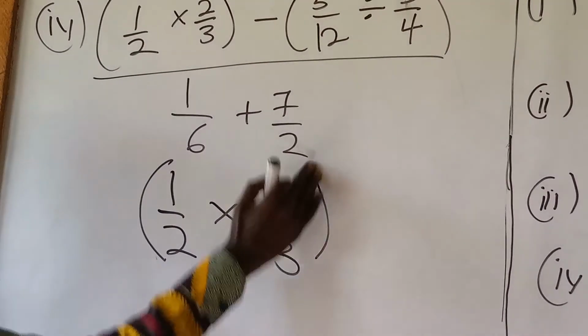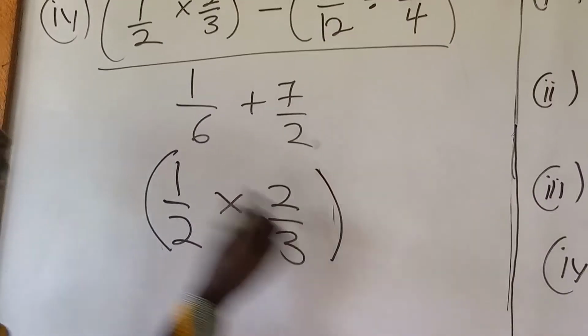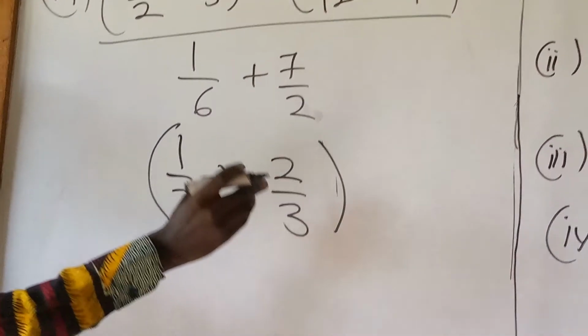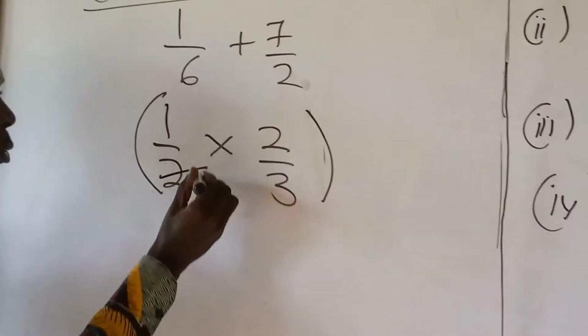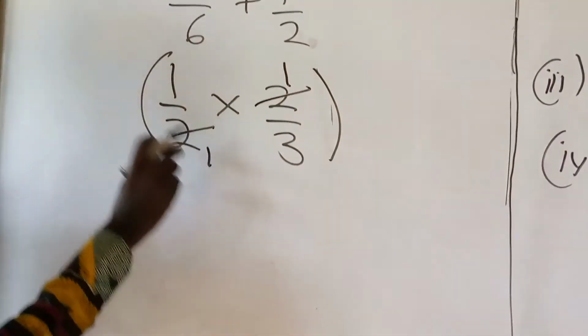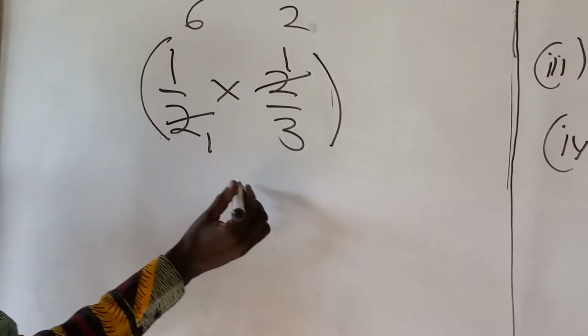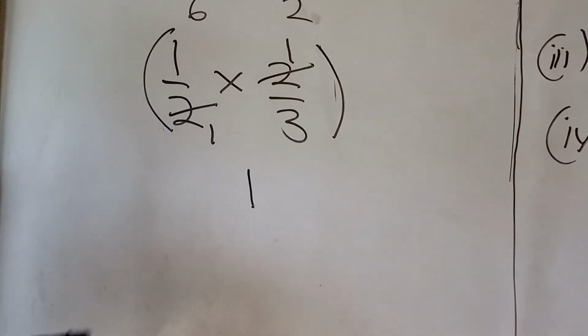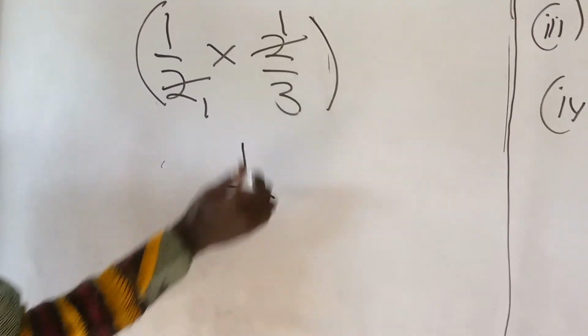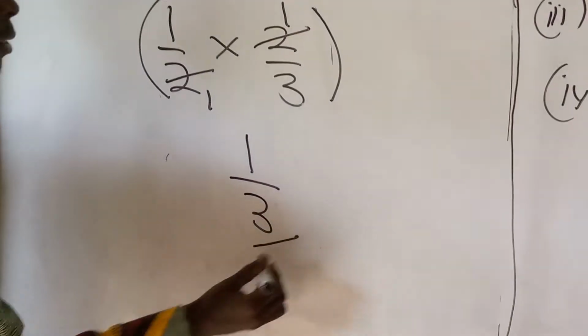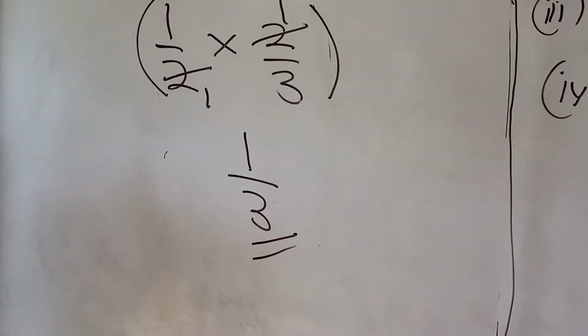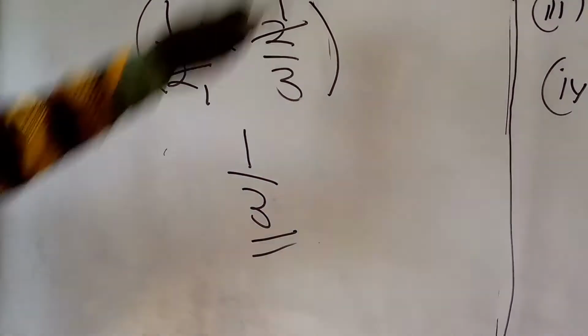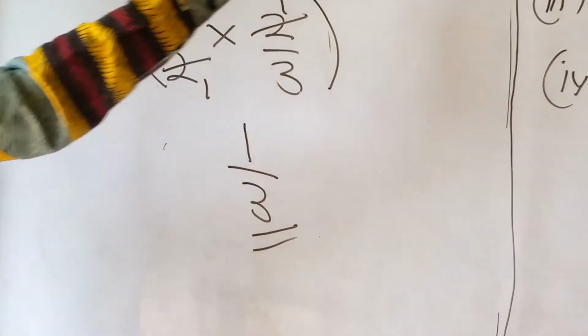So 1 over 2 times 2 over 3. And for multiplication, you multiply numerators and denominators. But you realize you can cancel this one. 1 times 1 is what? 1. Over 1 times 3, 3. So we are getting 1/3 here.